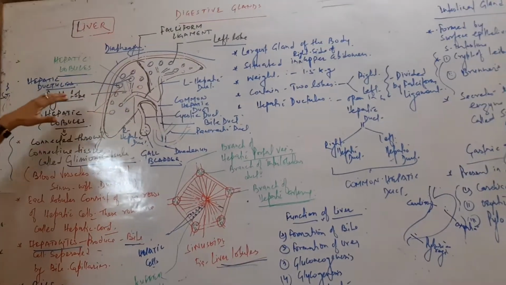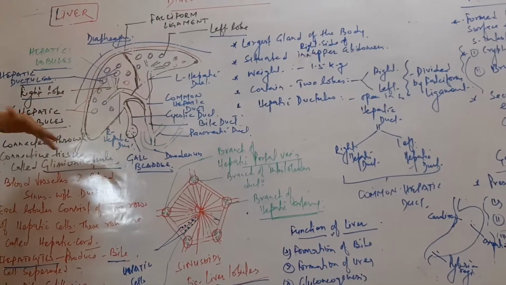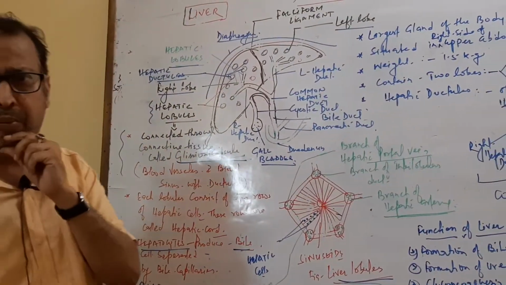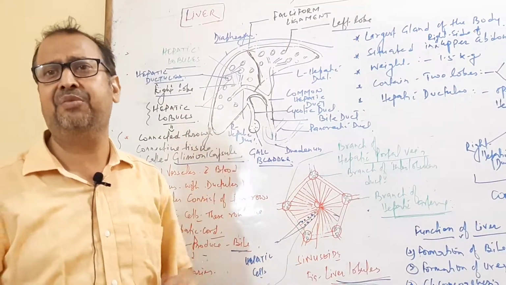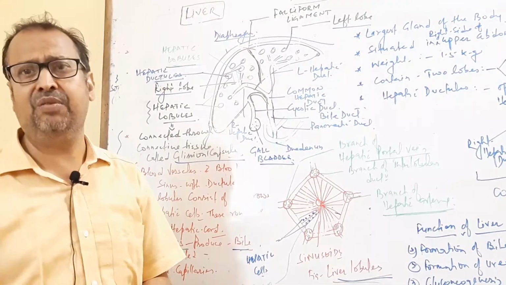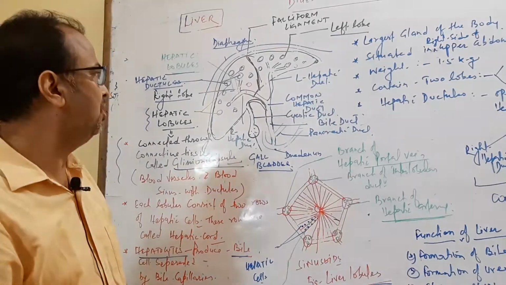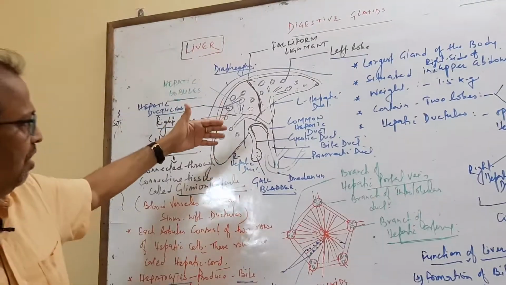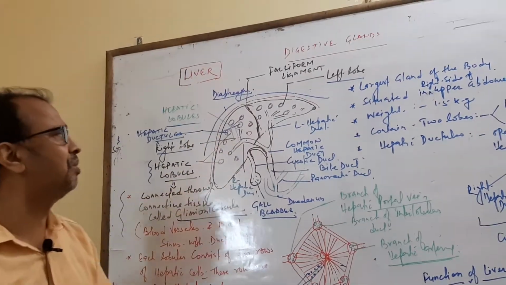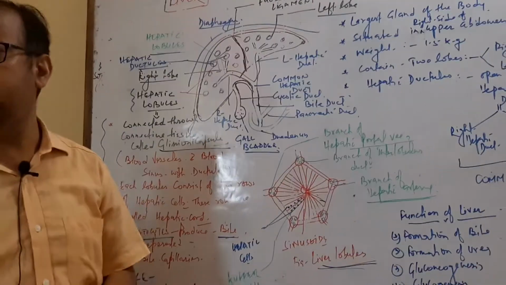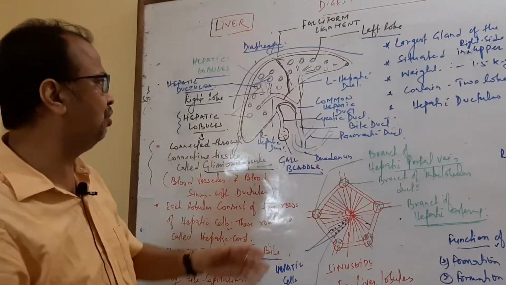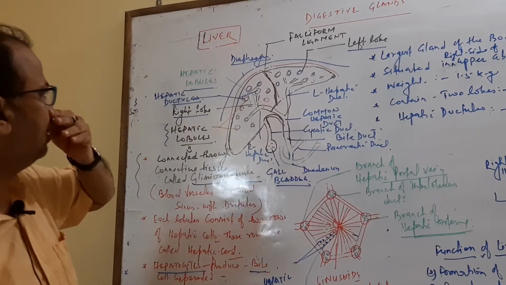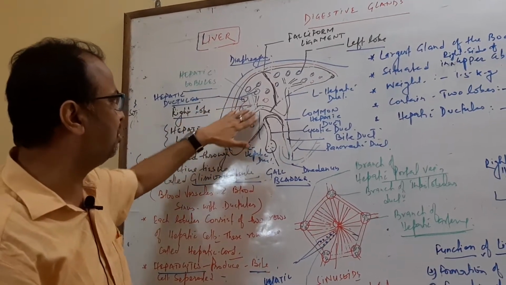It is a very vital organ because it secretes a liquid substance called bile, which helps in the digestion as well as emulsification of fat. Apart from bile formation, it also helps in the formation of many other things. So it is a very vital organ. First we start with the external structure of the liver.